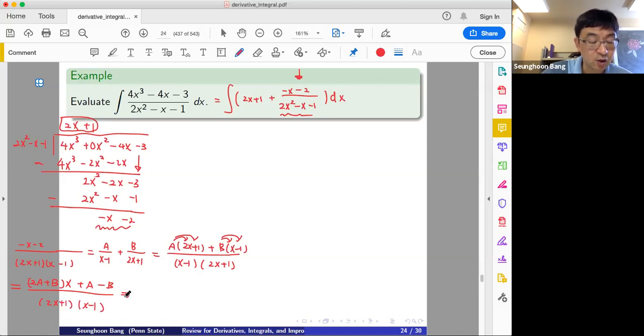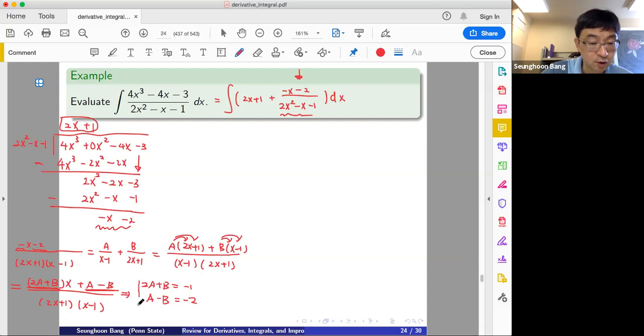Next, you have the equation. The 2a plus b is exactly the coefficient of x, which here is minus 1. The constant is a minus b. A minus b is the constant part, negative 2.